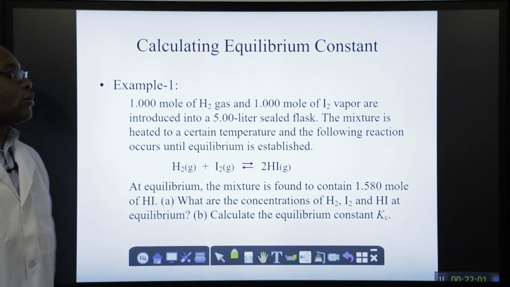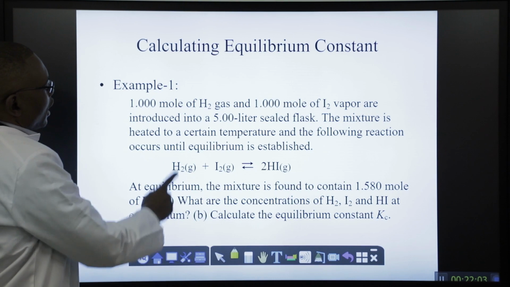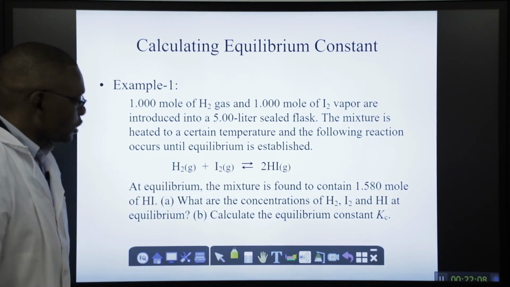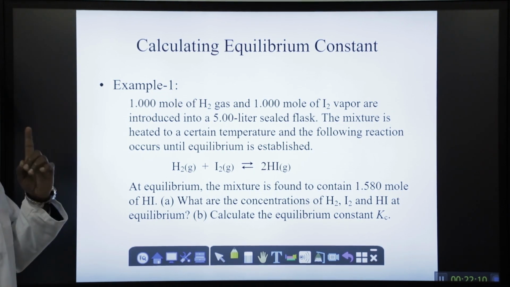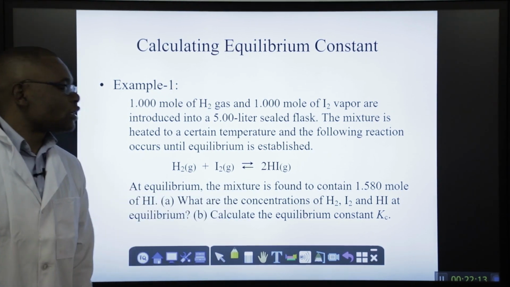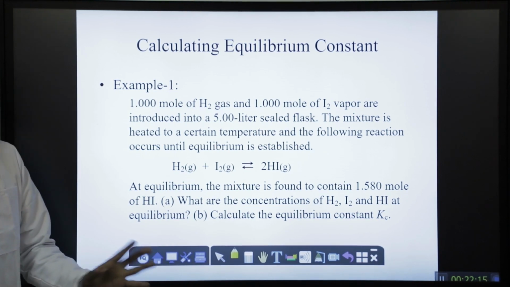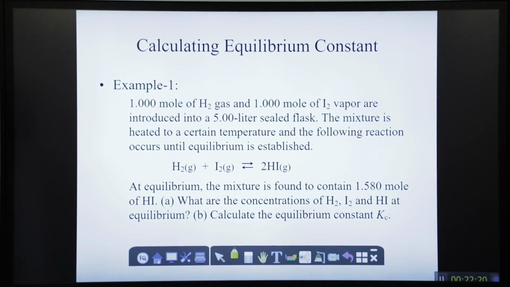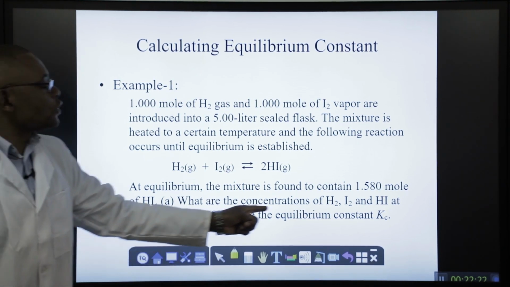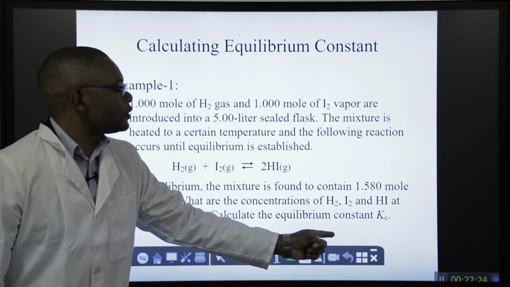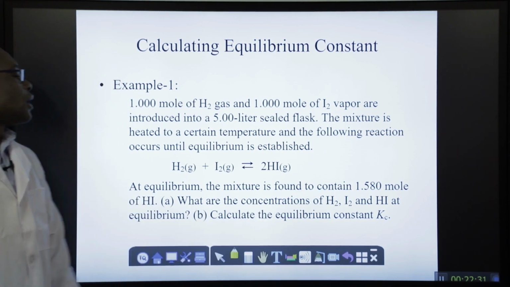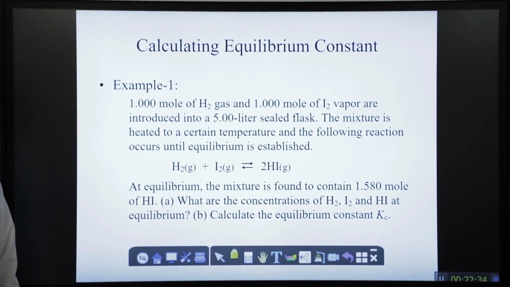So if we take a closer look at this, we can see that this is a reversible reaction where hydrogen and iodine are reversibly reacting to form hydrogen iodide. So here's the question. They're saying at equilibrium, the mixture is found to contain 1.58 moles of hydrogen iodide. So what are the concentrations of hydrogen, iodine and hydrogen iodide at equilibrium? And calculate the equilibrium constant Kc.